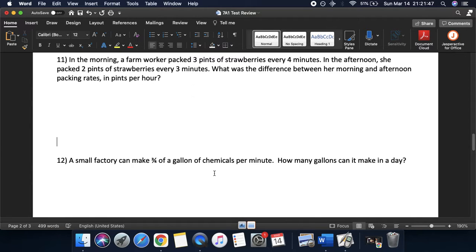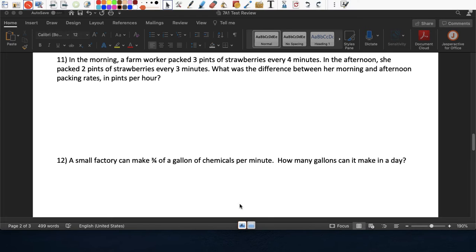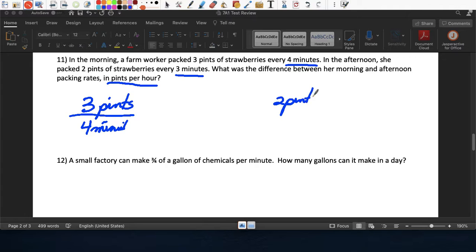So let's change it. But first of all, the one thing you have to realize is they want us to compare it in pints per hour. This one is in minutes, right? Minutes and minutes. So let's change everything to an hour. The first one said she can pick 3 pints in 4 minutes, and then in the afternoon, 2 pints in 3 minutes. So did she get slower or faster? So let's change it to hours first of all. Let's change this to 1 hour.